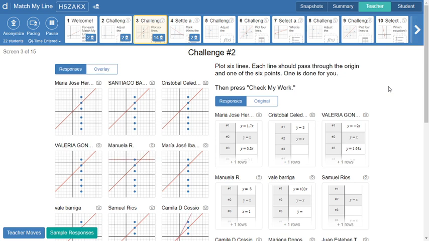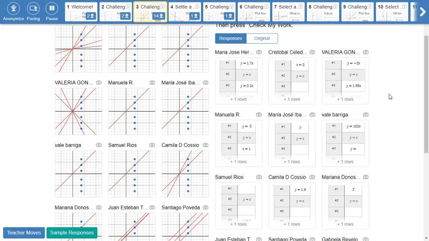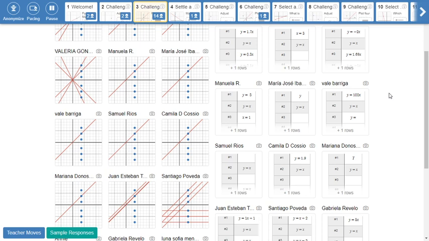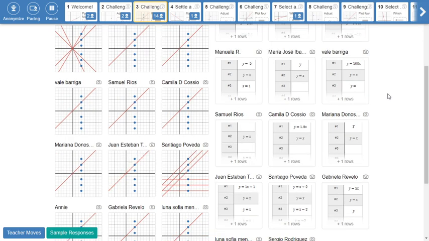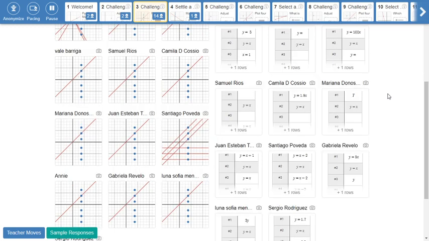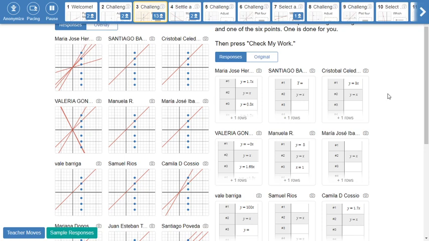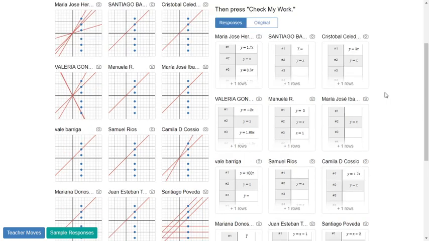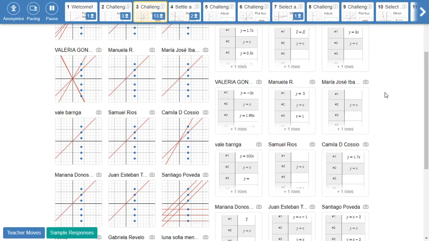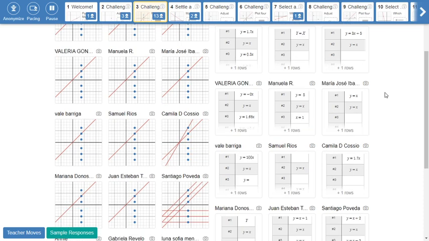Very good. For who is this? Oh, Camila, because you're very good. You are doing a good process. Excellent. Please, Juan Esteban Torres, remember that all the equations have to pass through the origin. Santi Poveda, please remember that all the lines have to pass through the origin. All the graphs must pass through the origin. So it's necessary that you change the structure of our graph. Okay, it's fine, but remember that all the expressions have to go to the origin.